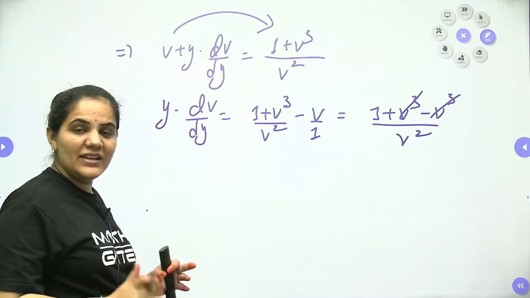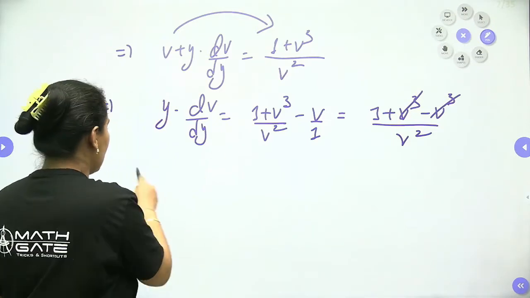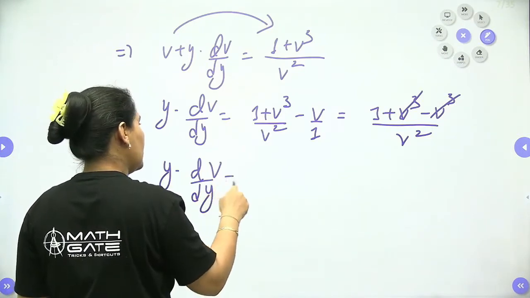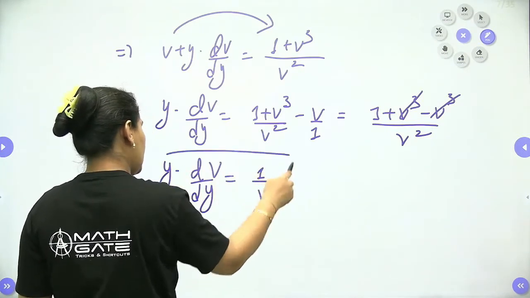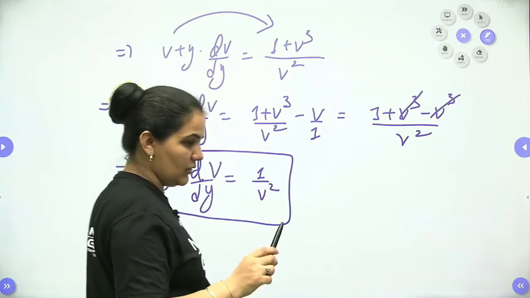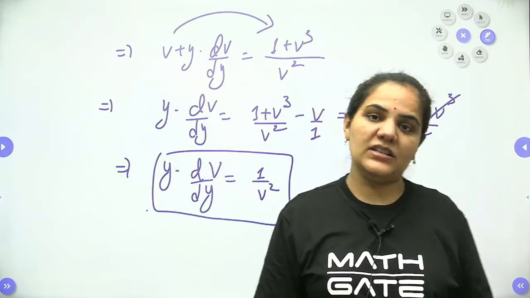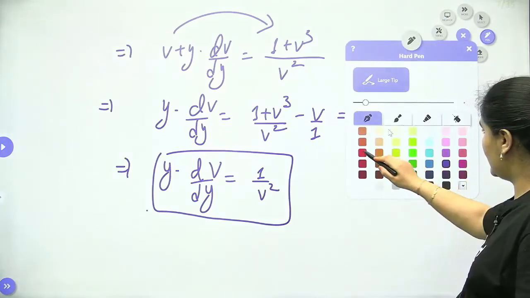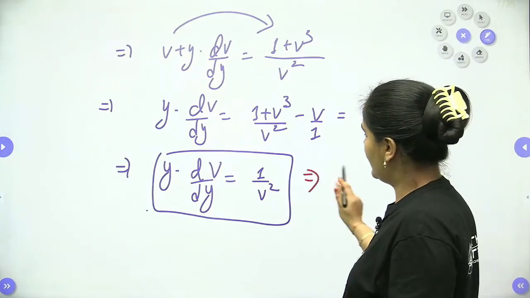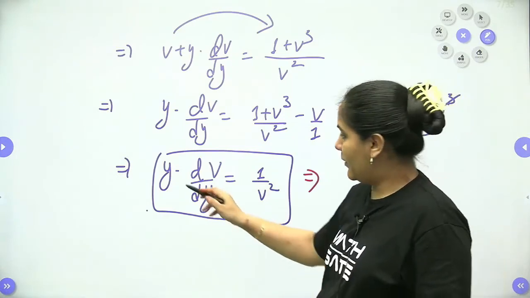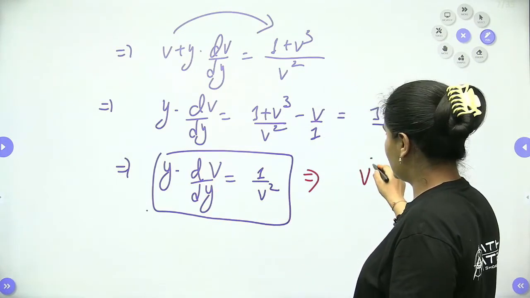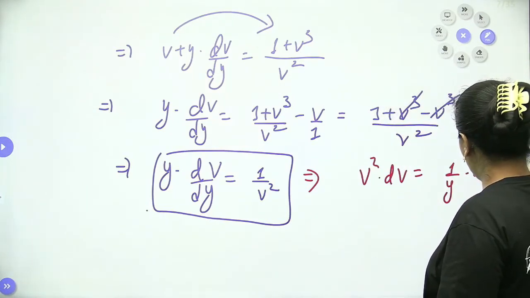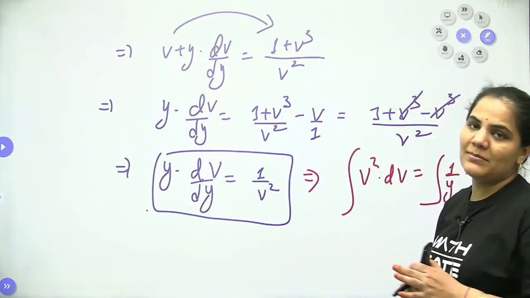Now the things are very easy. As you can see, here we have only two terms: the first is of v and the second is of y. So we can directly approach. This is the simplest question of variable separation, right? So you can directly use the variable separation method. When we separate the variables, it will be v square into dv equals 1 by y into dy. Now we can say this is a basic form of variable separation.